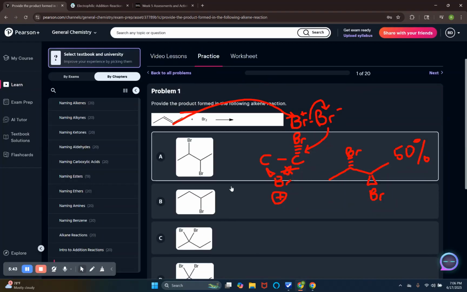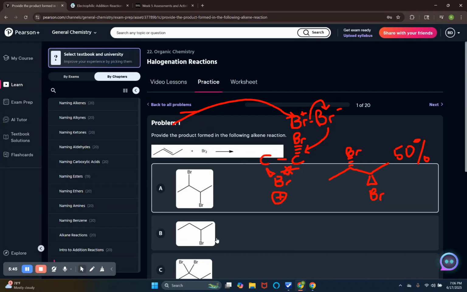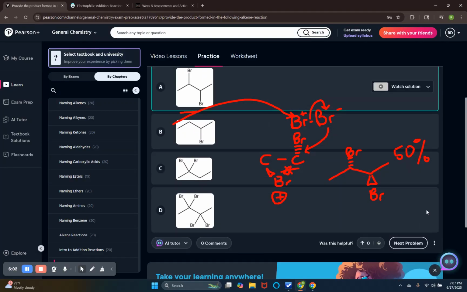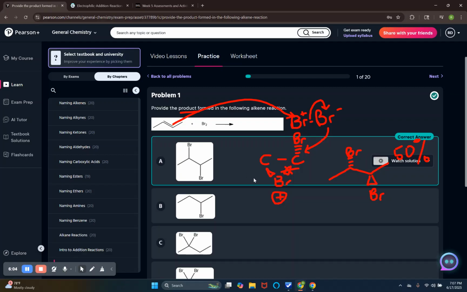And I almost forgot to actually answer the question itself, which is, if we look at our answer choices, the only one that matches what we drew is this right here, A. As you can see, it didn't take into account stereochemistry, but we know our stereochemistry is 50% this and 50% wedge in the back, dash in the front kind of thing. So our answer is A. Check answer, and it is in fact A.